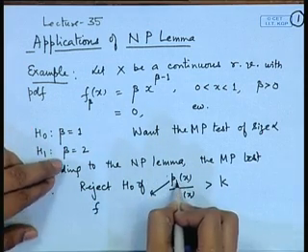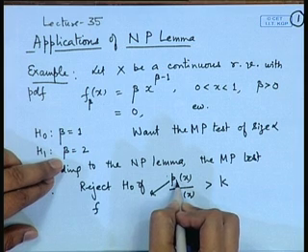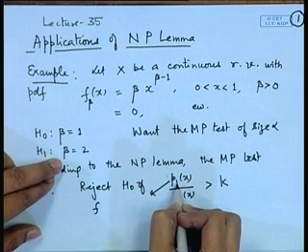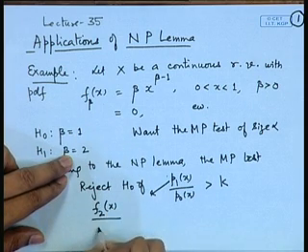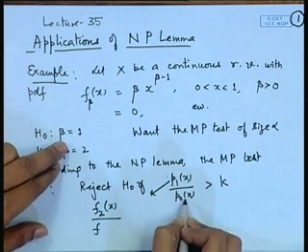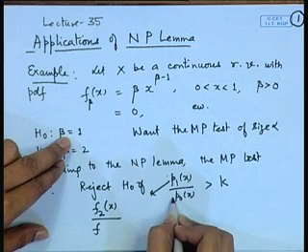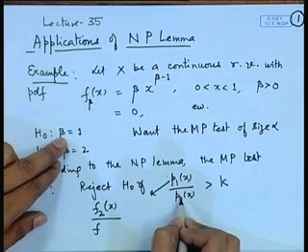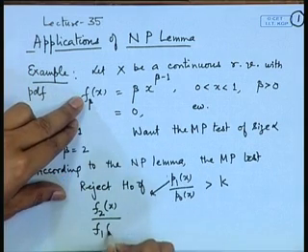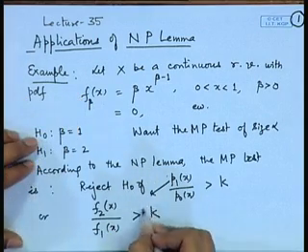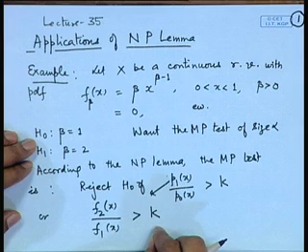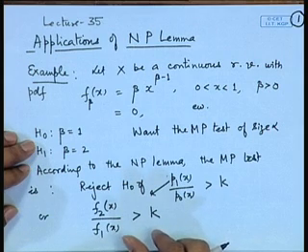Here p 1 is the value of the probability distribution or density when the alternative hypothesis is true. So, here it will be f 2 of x divided by p naught, which is the value of the probability distribution when the null hypothesis is true. Here beta is equal to 1, that means it will become f 1 of x. This is greater than k, where the constant k is chosen in such a way that the probability of the type 1 error is equal to alpha.